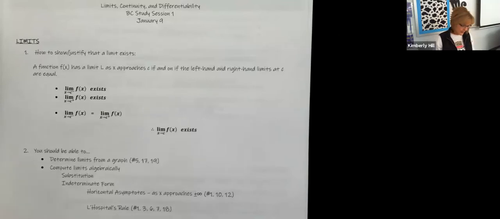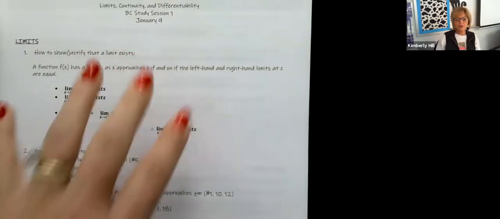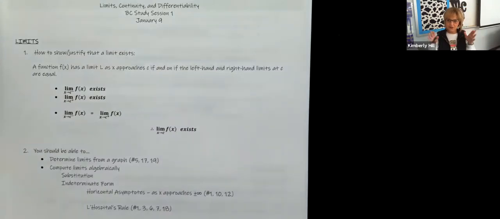So limits, and this first topic is more of an AB topic, what I would consider AB. But as you know, if you've studied the exam, AB is a big portion of the BC exam. So you can't just leave it behind and forget it once you've covered it. So limits is a big deal. It's kind of our base, what we build everything from the beginning.